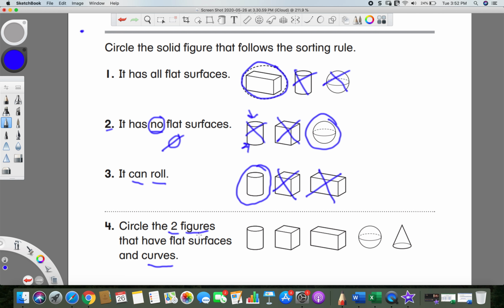So they're saying what 2 shapes have a flat surface and curves. So they want something that has some flat parts, but also has a curved part. So you need to circle 2 shapes. Is it going to be the cylinder, the cube, the rectangle, the sphere, or the cone? I'll give you guys just a couple seconds to circle your answers.